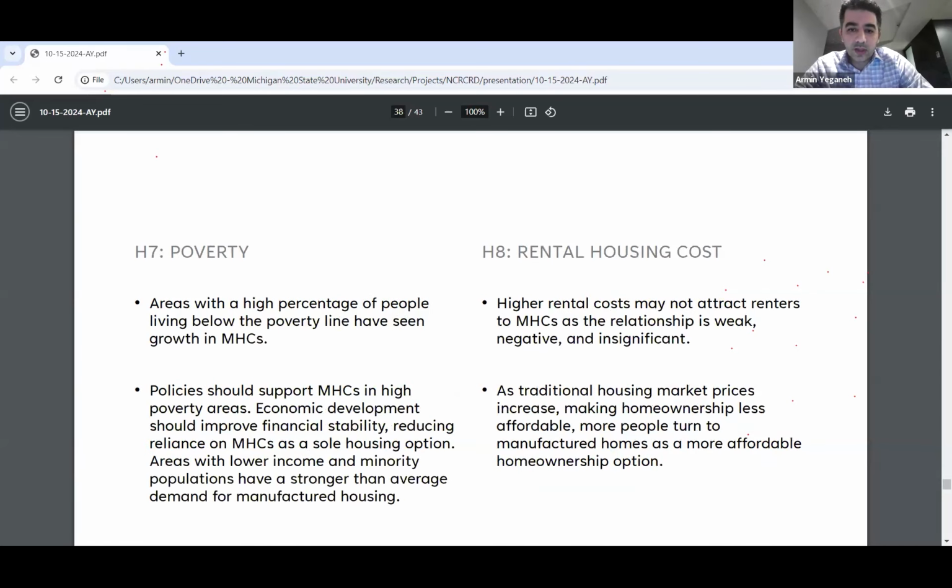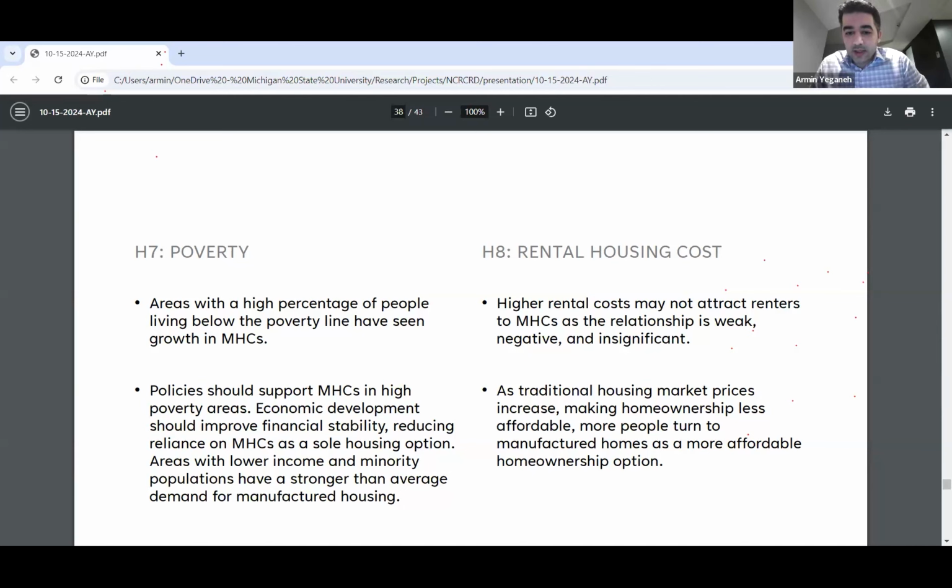And we also tested the results on poverty and rental housing costs. It looks like areas with a high percentage of people living below the poverty line have seen growth in manufactured housing communities, which implies that policies should support manufactured housing communities in high poverty areas. And economic development should improve financial stability and reduce reliance on manufactured housing communities as a sole housing option. And areas with lower income and minority populations have a stronger than average demand for manufactured housing communities.